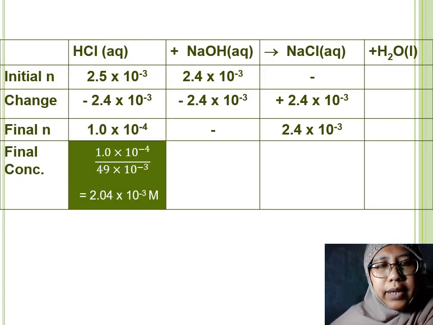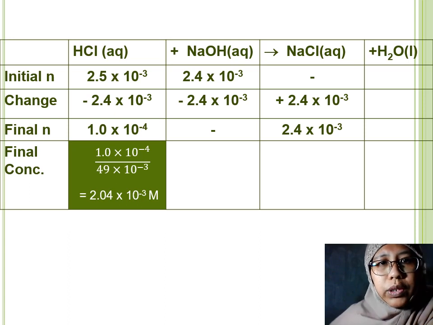Now here is the ICE table for the neutralization reaction of hydrochloric acid and sodium hydroxide. The first step is to find the number of moles of HCl. 25 is the volume, multiplied by the molarity 0.1, divided by 1,000 because this is calculated in liters. We got 2.5 times 10 to the power of negative 3. Sodium hydroxide has the number of moles 2.4 times 10 to the power of negative 3, calculated using the same method.